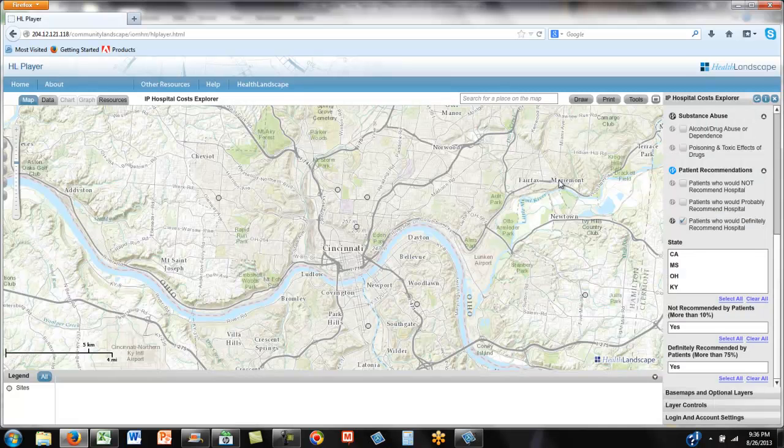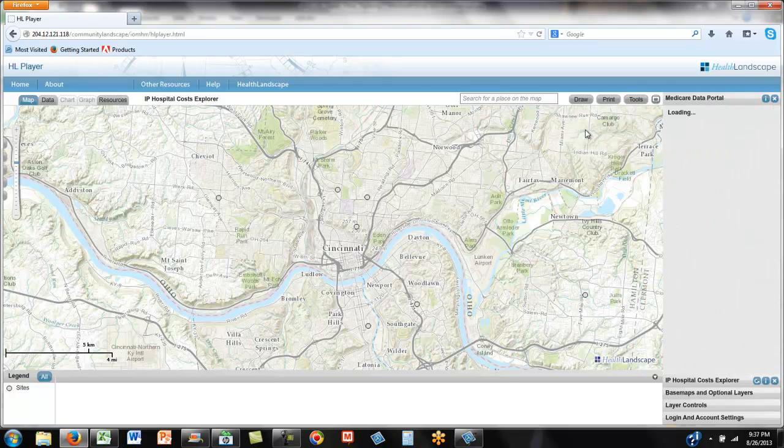Maria is a researcher. She's interested in exploring Medicare costs and utilization across geographies and visualizing the demographics and prevalence of chronic conditions for the Medicare population. She can also use the IP Hospital Cost Explorer. Under the Tools menu, Maria selects the Medicare Data Portal.